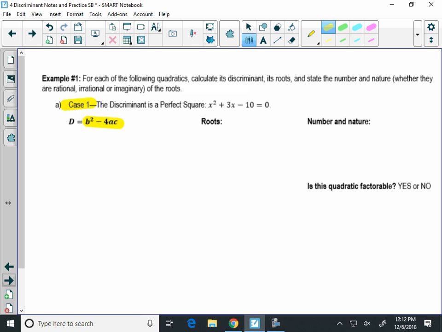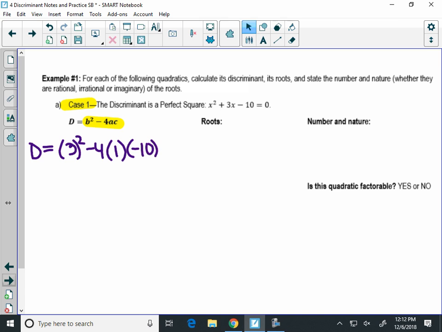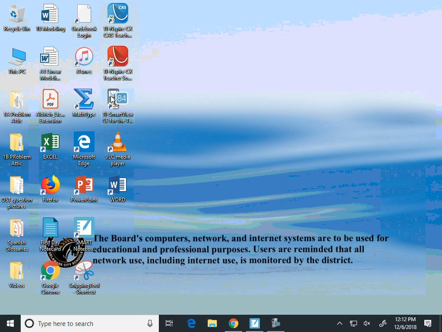Let's use the quadratic x squared plus 3x minus 10. Okay, so we're going to calculate the discriminant. You don't have to do the whole quadratic formula here. We're just going to calculate this part. So what is the b in this quadratic? 3. So you'll take 3 squared minus 4 times what's a? 1 times c is negative 10. I want you to go ahead and grab your calculators and tell me what is the value of that discriminant.